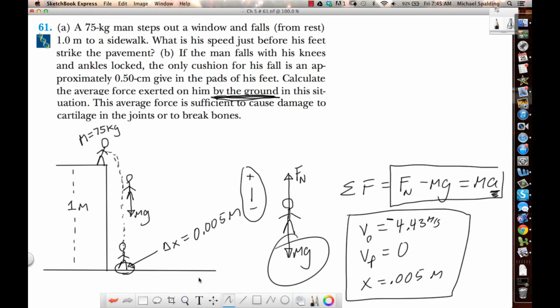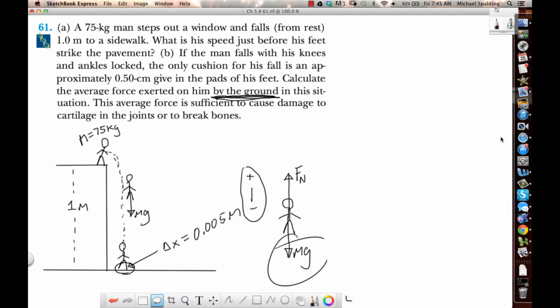But let's do it chapter 5 style, because you got to be able to do it both ways. So chapter 5, you would go like this: mechanical energy initial plus or minus work non-conservative equals mechanical final. Now, do we have a non-conservative force? Yeah. What's the non-conservative force here? The normal force. Anything that's not gravity or spring is non-conservative.